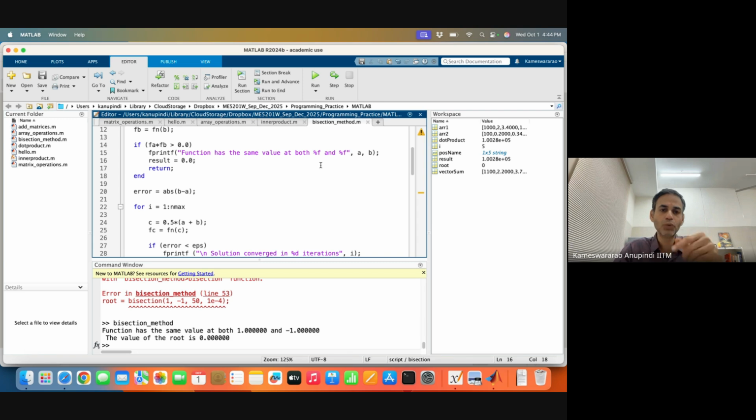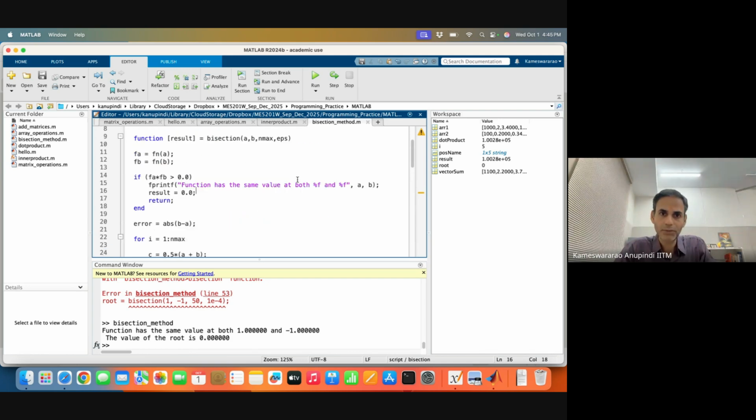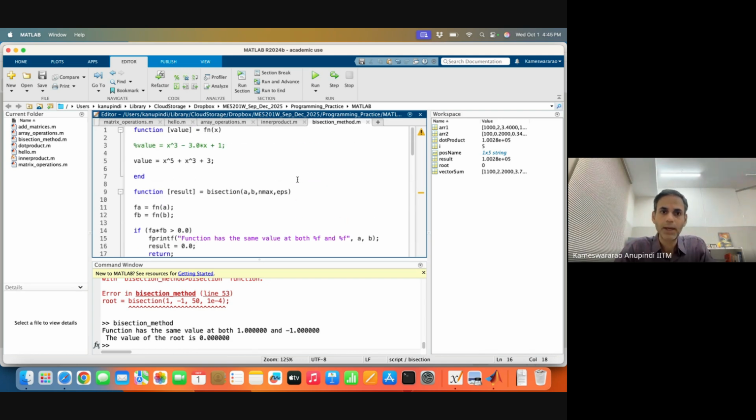So you need to give more diagnostic messages saying that the root is not correct. Otherwise, people may think 0 is the root, but 0 is not the root. I just wanted to fill it up here. Fine. Any questions so far on this? Hopefully, this will help you get started.